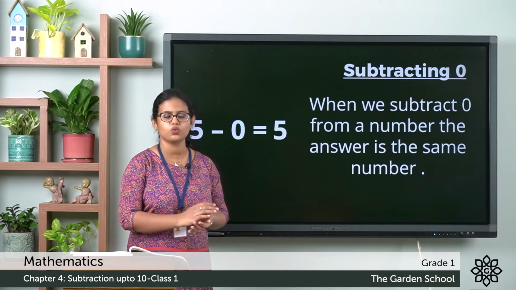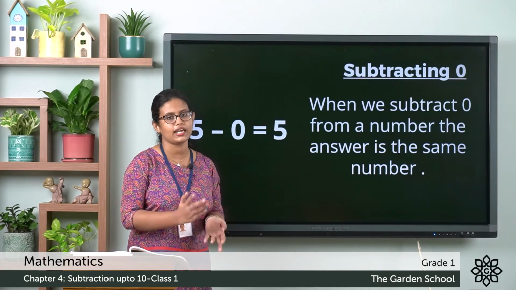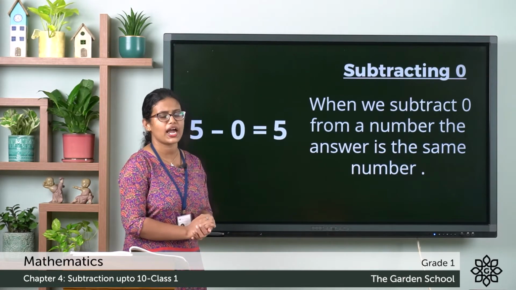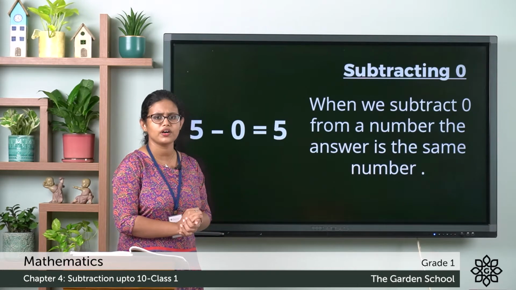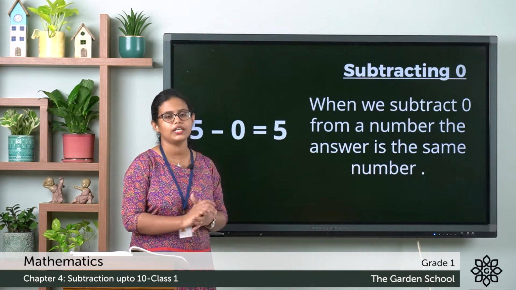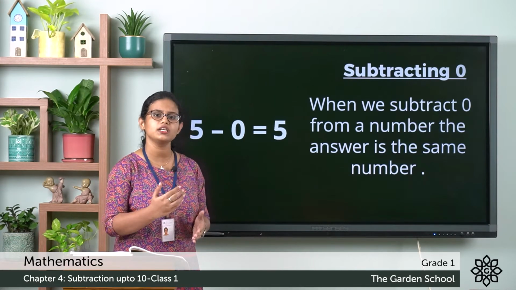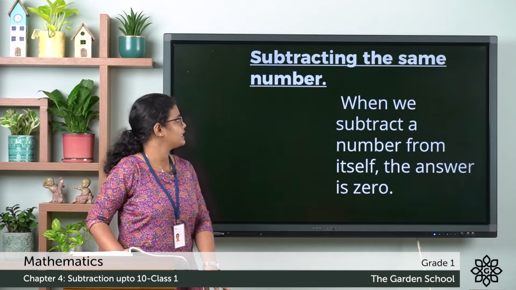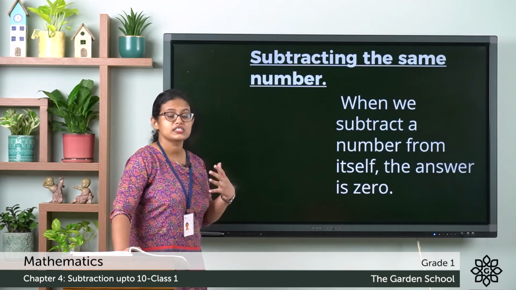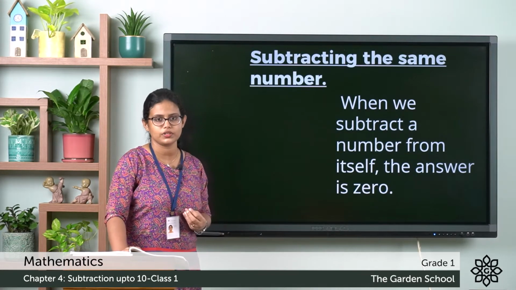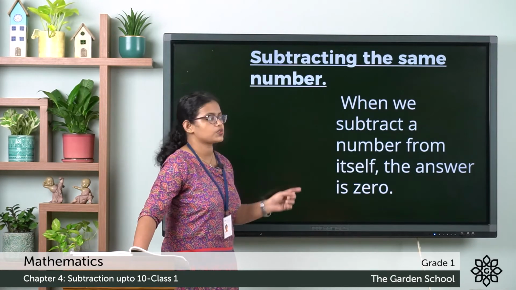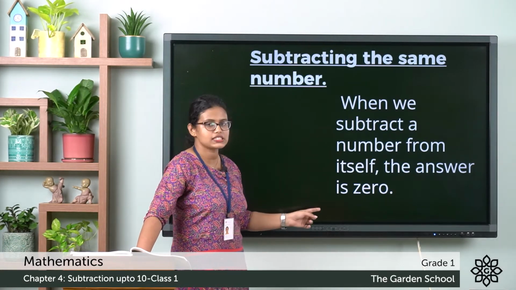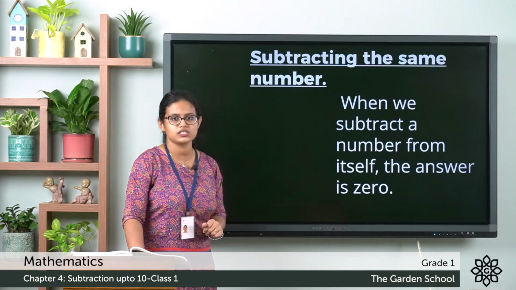9 minus 0. What is 9 minus 0? 9. So, when you subtract 0 from any number, you get the same number. That is subtracting 0. Then, see the next one. Subtracting the same number. When we subtract a number from itself, the answer is 0.